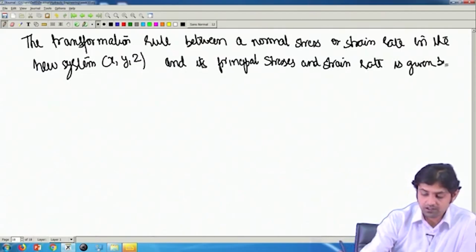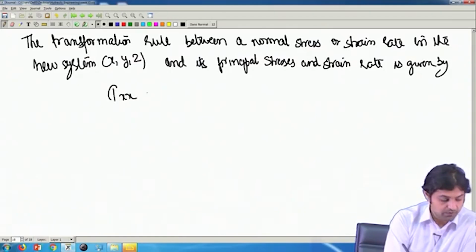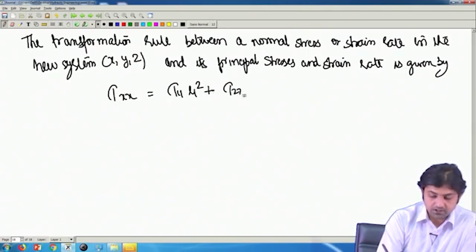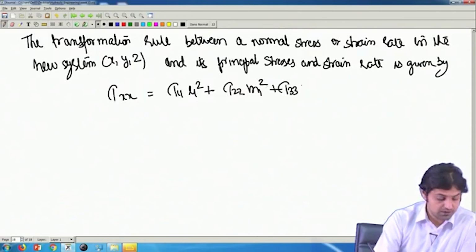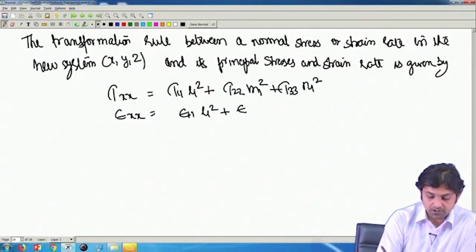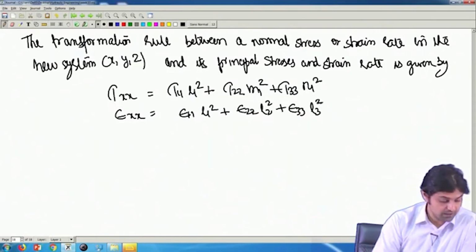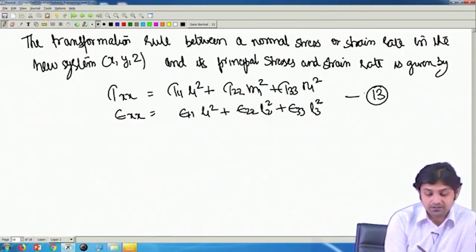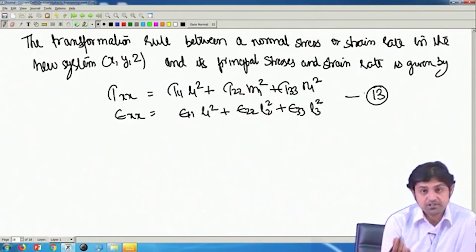It is given by tau xx is equal to tau 11 L1 square plus tau 22 M1 square plus tau 33 N1 square, and epsilon xx is given by the same, epsilon 11 L1 square plus epsilon 22 M1 square plus epsilon 33 N1 square, okay. So this equation number 13 relates the principal stresses.